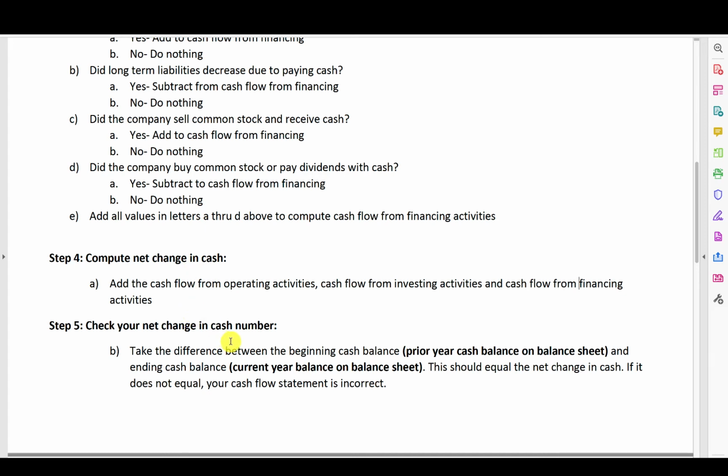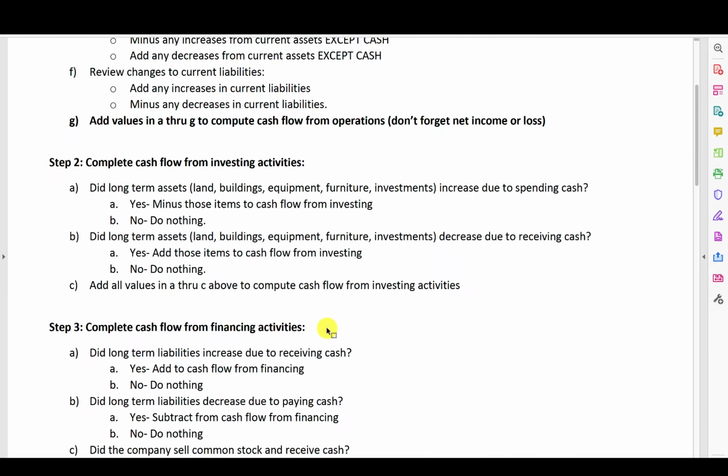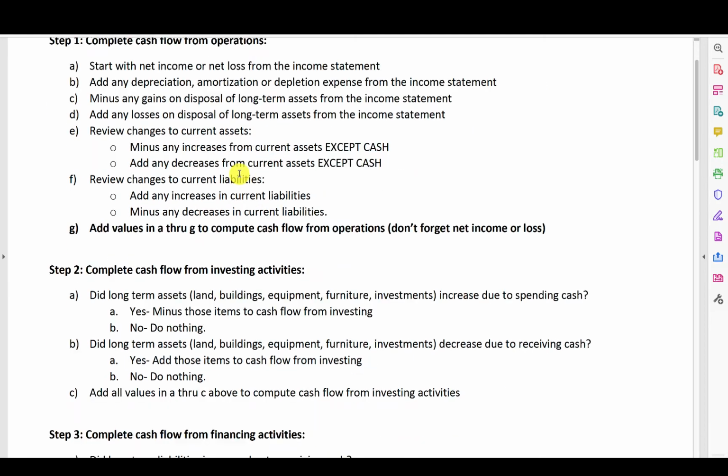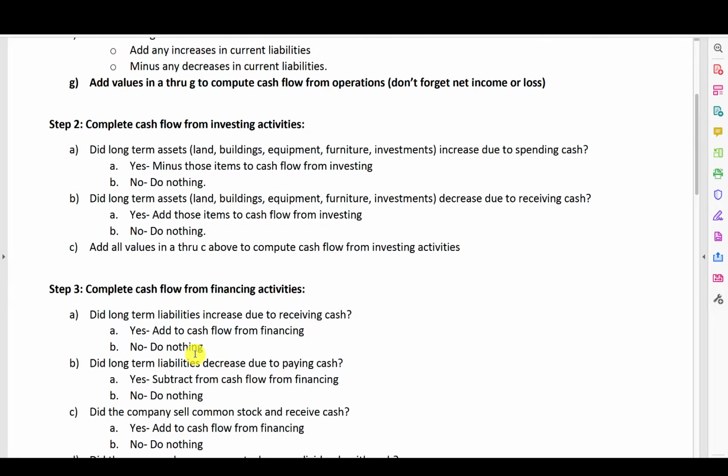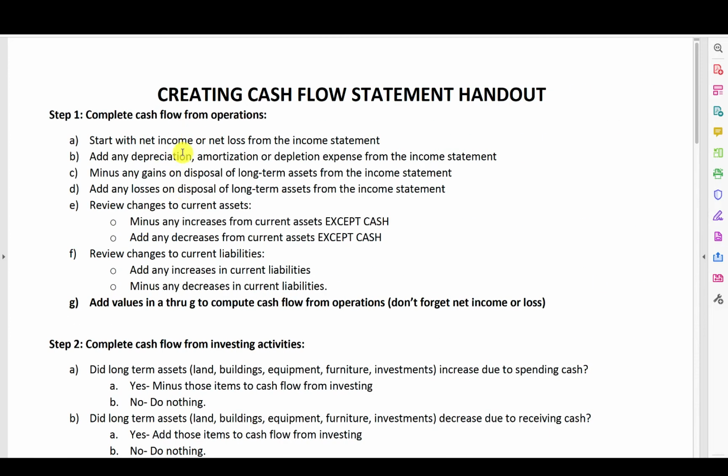And then the difference between the beginning cash balance and the ending cash balance should equal the net change in cash. So if you find a net change in cash, you have found the difference between the beginning and ending cash balance. So how do you do that? Well, you're just going to have to find cash flow from operations, cash flow from investing, and cash flow from financing. And so that's what we'll do. So in this problem, we'll do cash flow from operations.